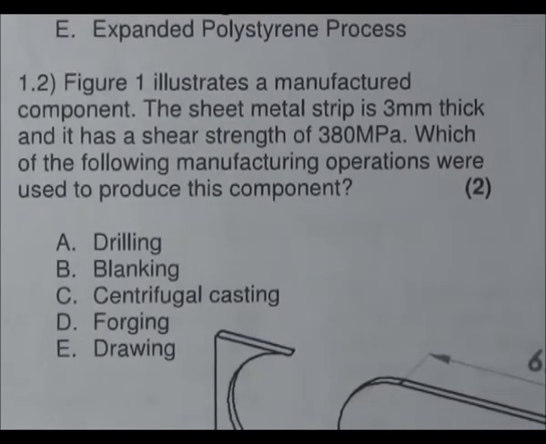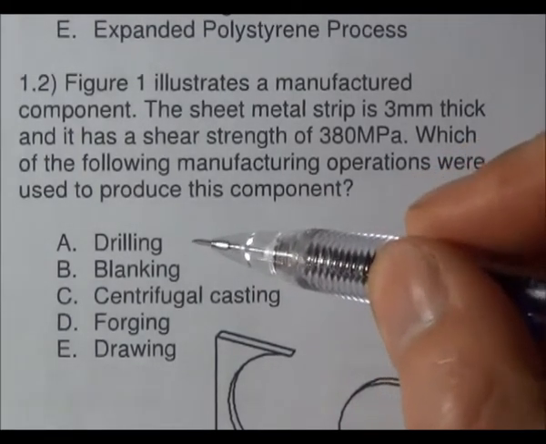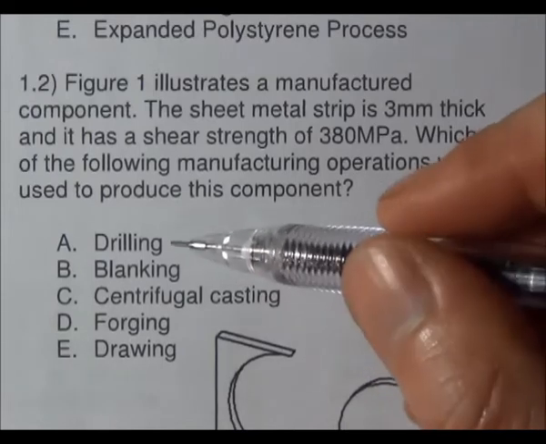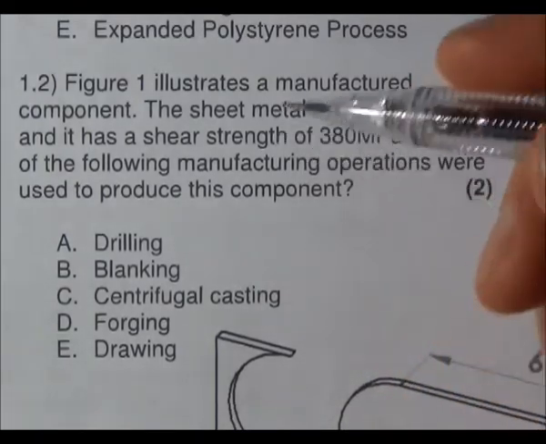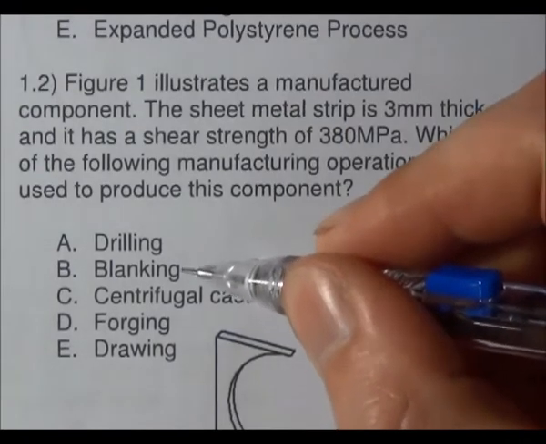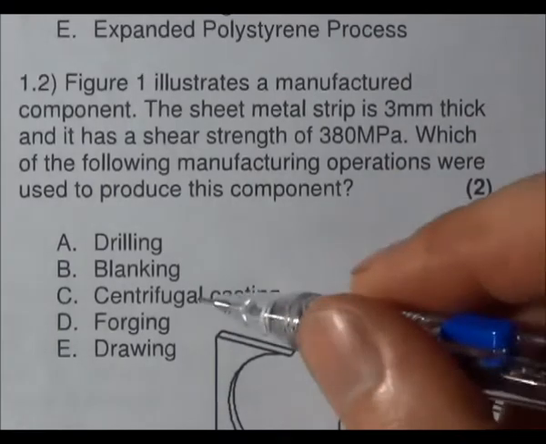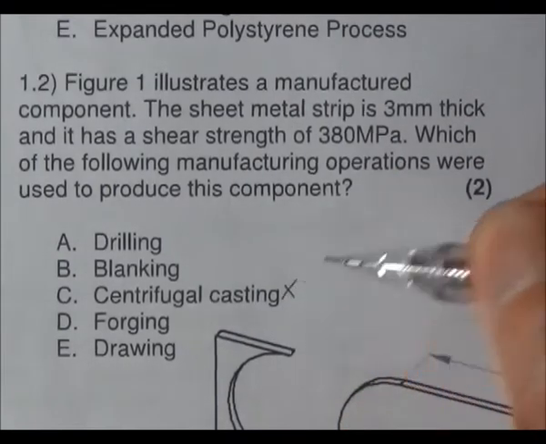we have A, drilling. Obviously this is not drilling. Drilling is a hole making operation which creates generally circular holes into the work part. Blanking, this is a metal shearing operation, so this could be. Centrifugal casting, no.